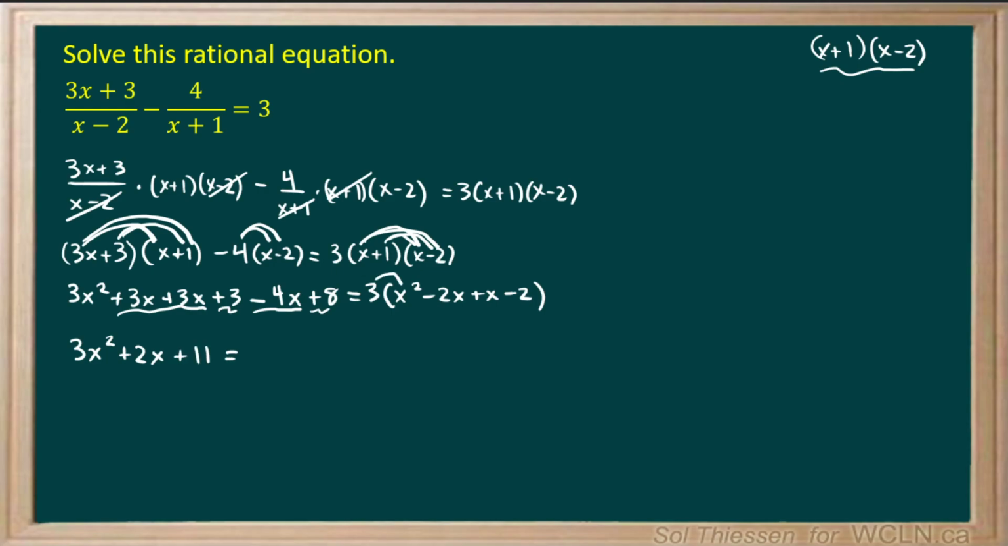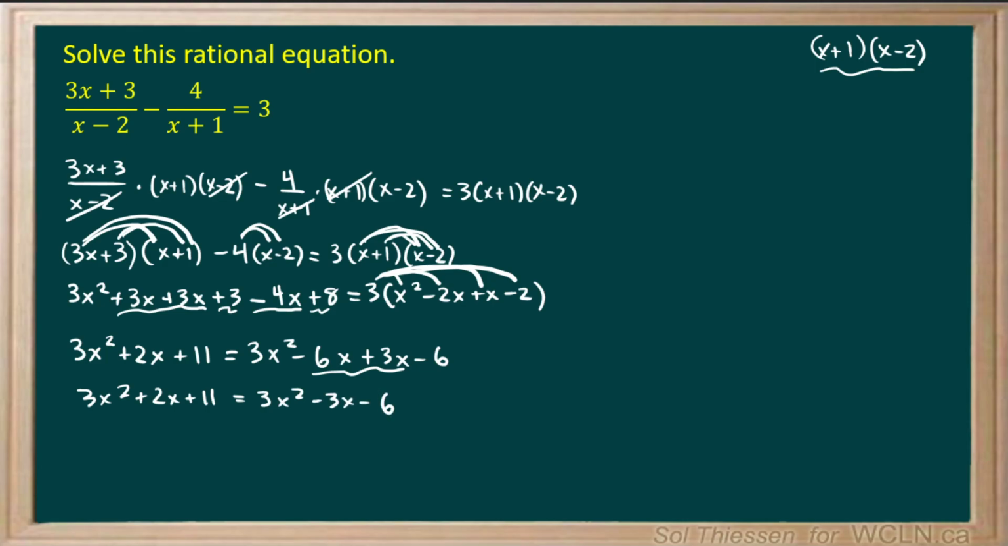On the right, we'll continue to expand these brackets, so we'll distribute the 3 among the terms in brackets. So we'll have 3x squared minus 6x plus 3x minus 6. Then we can combine the negative 6x and positive 3x. So 3x squared plus 2x plus 11 equals 3x squared minus 3x minus 6.